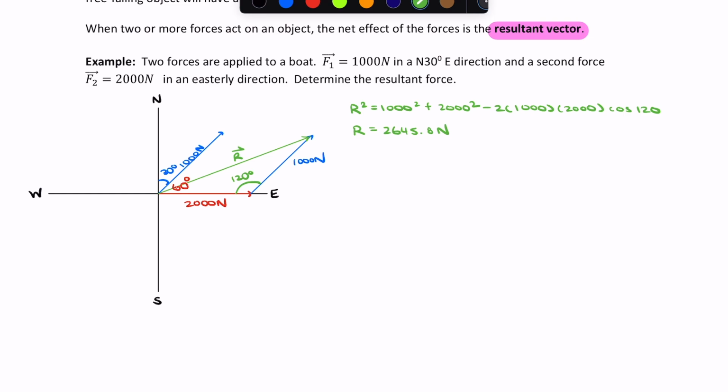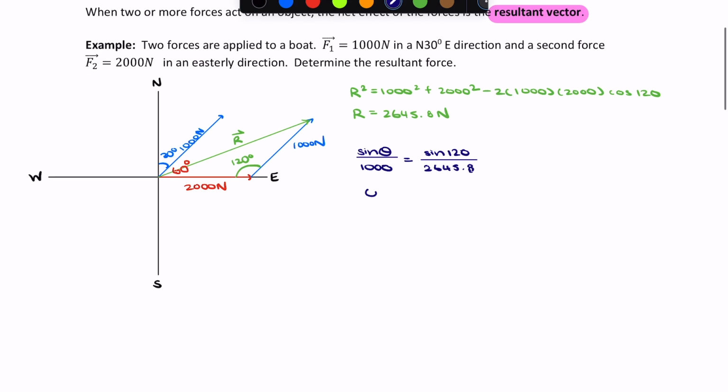So there we found the magnitude, but we're trying to find the vector, so we need to find the direction. Now here we're trying to find theta. So here we use sine law, so sine theta over 1,000 is equal to sine 120 over the value that we just found, which is 2,645.8. Here, we'll get an answer of theta is equal to 19 degrees.